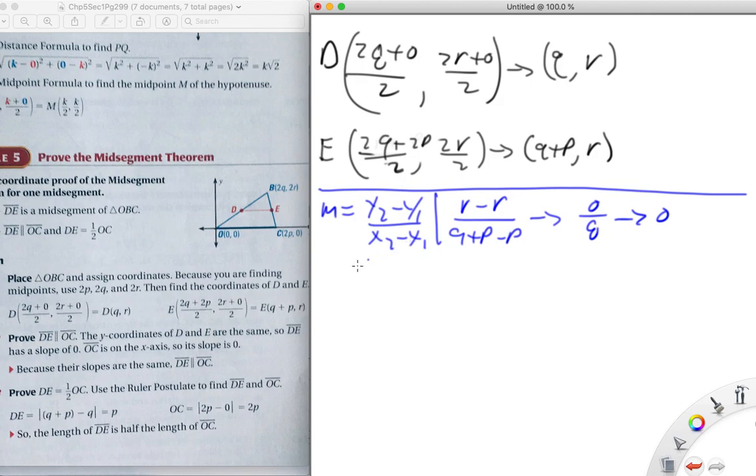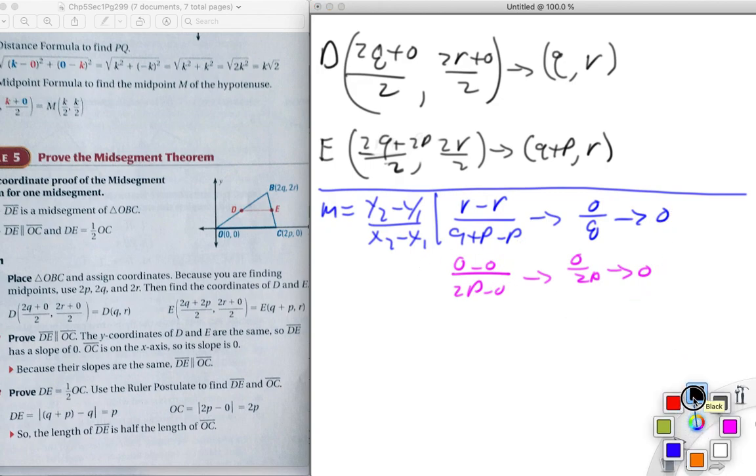And then the slope of the other one, we have 0, 0, 2p. So that guy would be 0 minus 0 over 2p minus 0, which gives me 0 over 2p, which is 0. Looky, looky. So both of the slopes are the same, so these are parallel lines. So we can say that DE is parallel to OC. Their slopes are identical. Isn't that special?